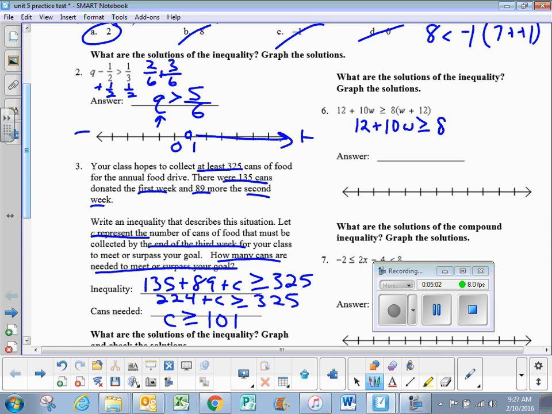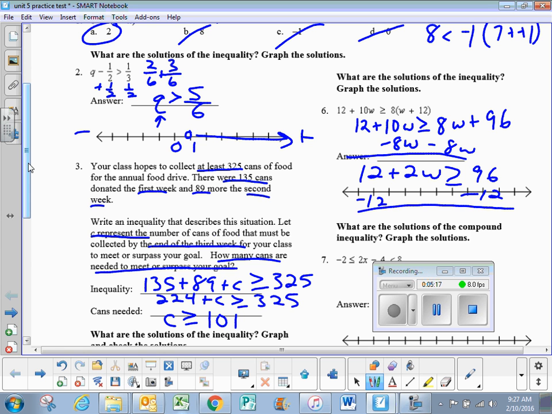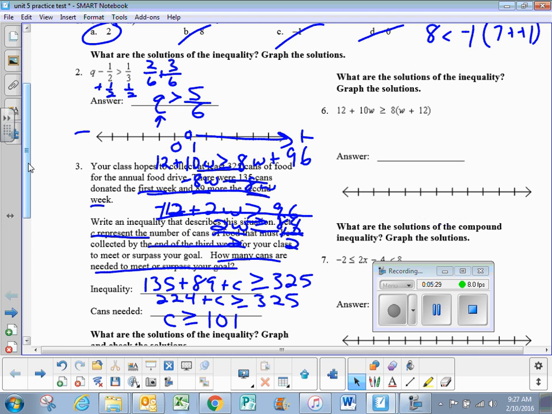Okay, 8W plus 96 here. We're going to solve for W, so we'll subtract 8W and get 2W. 12 plus 2W is greater than or equal to 96. We're going to subtract 12 and get 2W is greater than or equal to 84. Divide both sides by 2 and get W is greater than or equal to 42. I think every single person got that right. Yeah. So W is greater than or equal to 42.